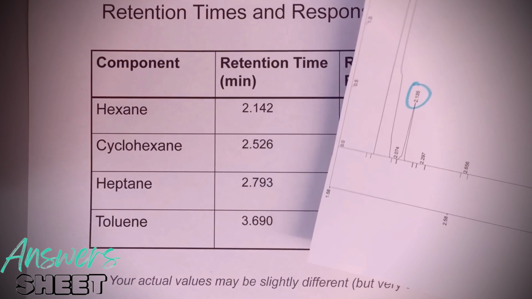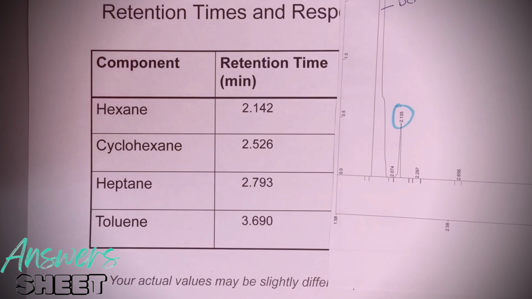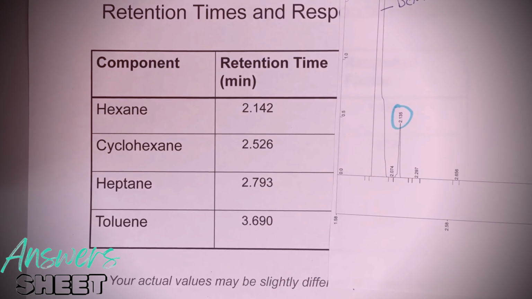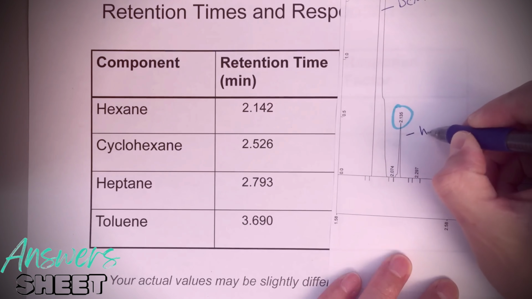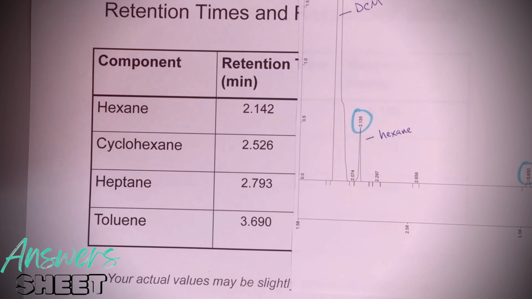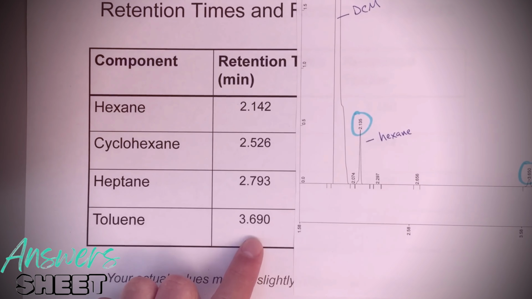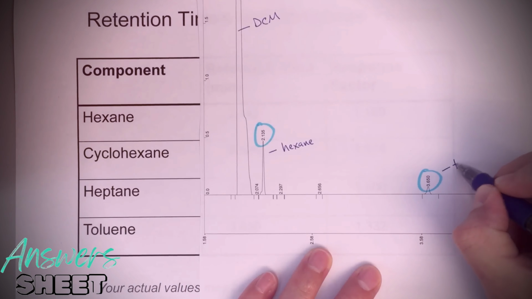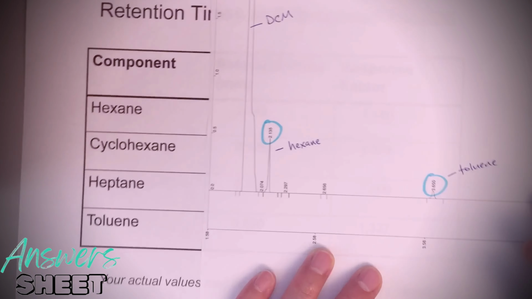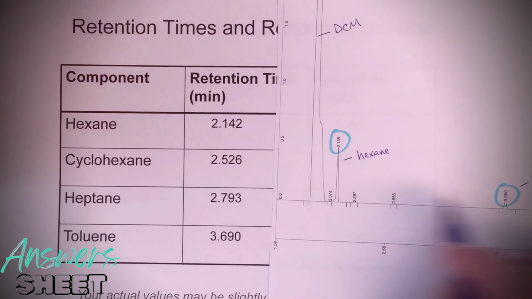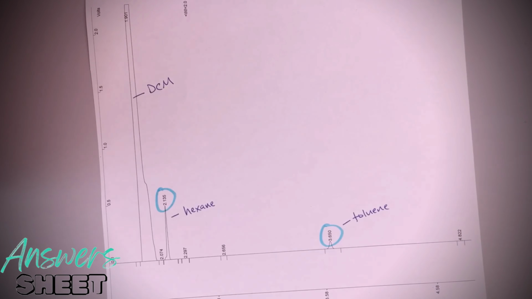So if we take this 2.135, that's pretty clearly hexane. We're off by 0.07 there, but I think it's safe to say that that's going to be our hexane. And then at 3.65, well, that's pretty clearly going to be toluene, so 3.69. So this identifies our two peaks. We know that this one's hexane and this one's toluene because those retention times match up.